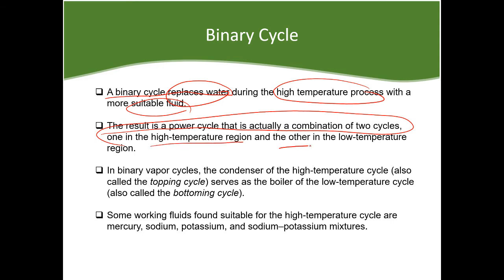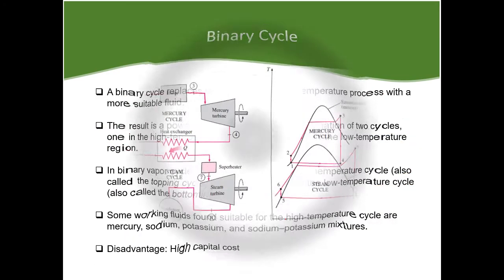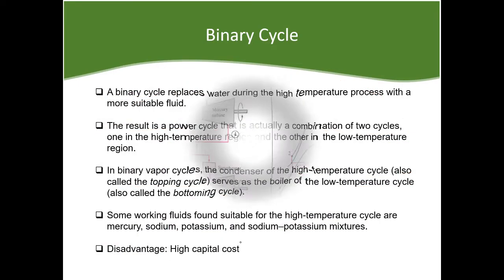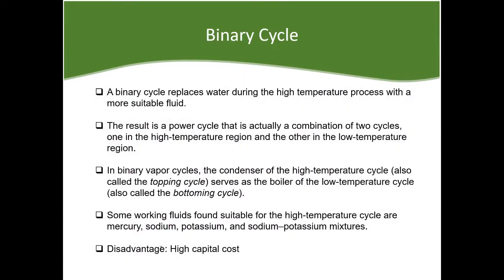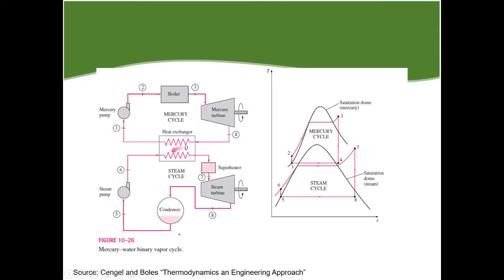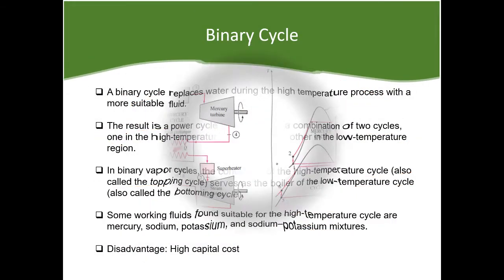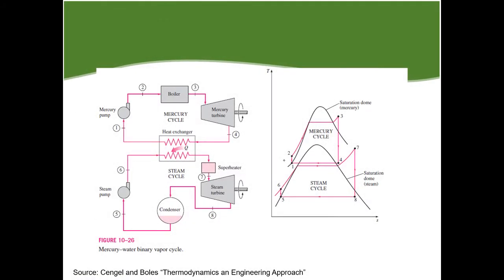May high temperature region and may low temperature region. Yung high temperature region is also called the topping cycle and the low temperature region is called the bottoming cycle. Ano yung example ng working fluid dun sa high temperature cycle? We have mercury, sodium, potassium mixtures. And ang disadvantage, of course, high capital cost. Kasi kailangan mo ng fluid na kaya i-handle yung high temperature cycle.